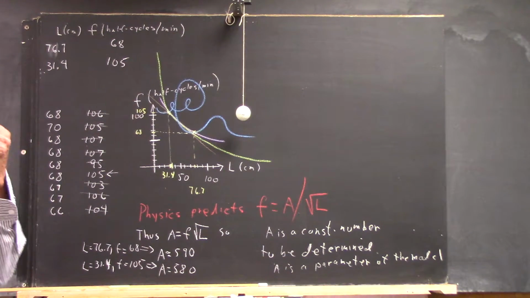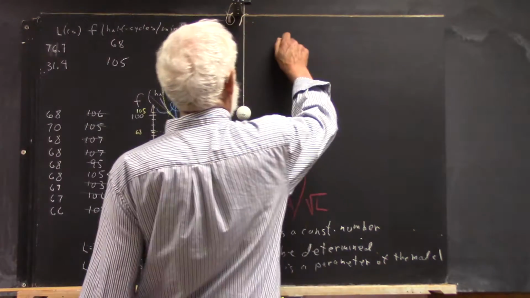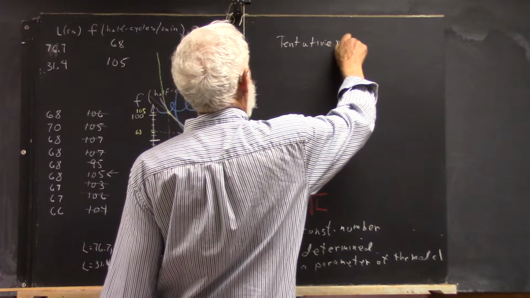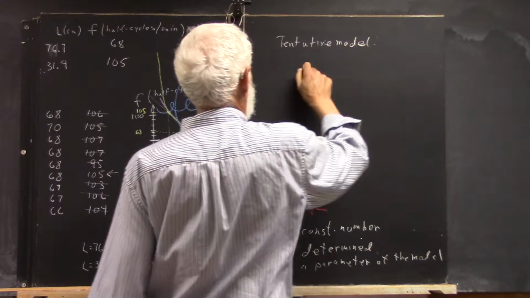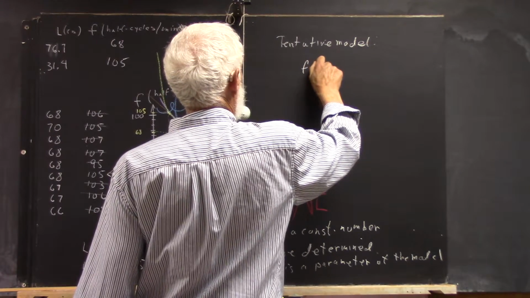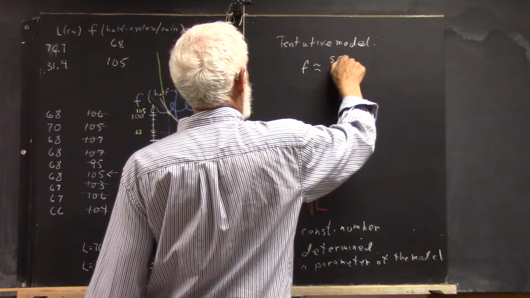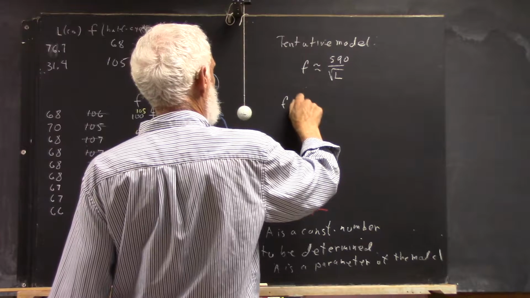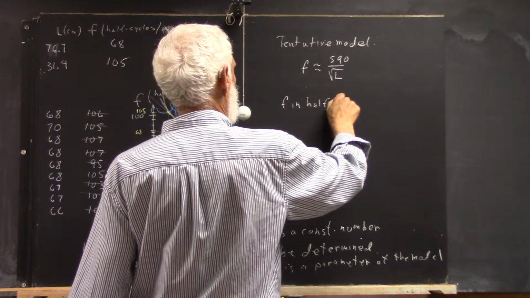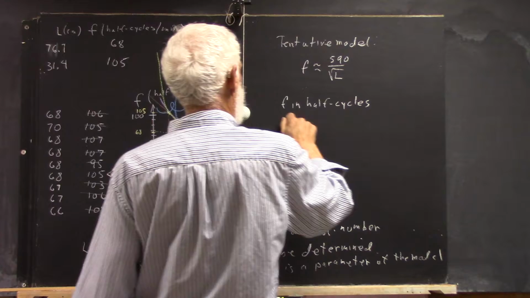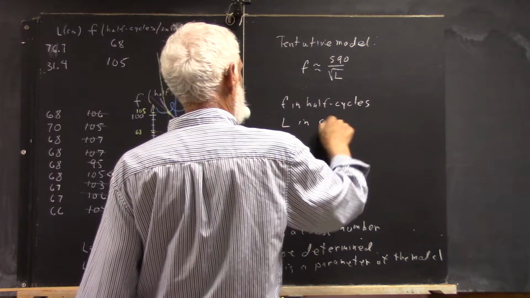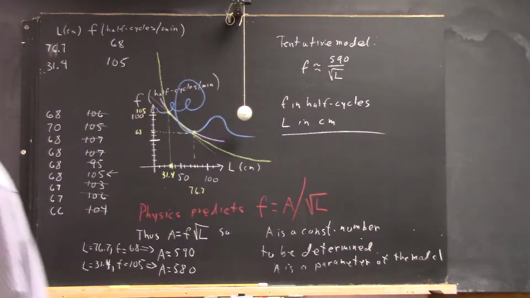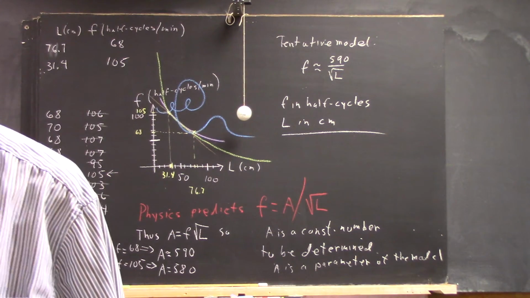Okay? So, our tentative model: F is approximately 590 over the square root of L, where F is in half cycles and L is in centimeters. Now there are things we can do with units in this thing. I don't want to confuse the issue yet with units, but we're going to develop that. Okay?